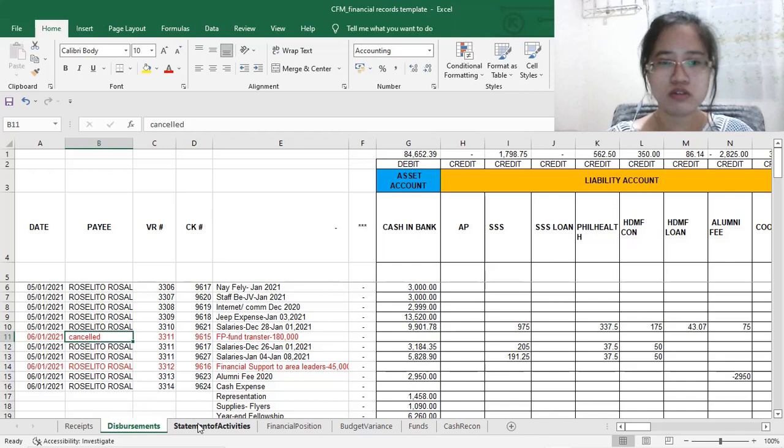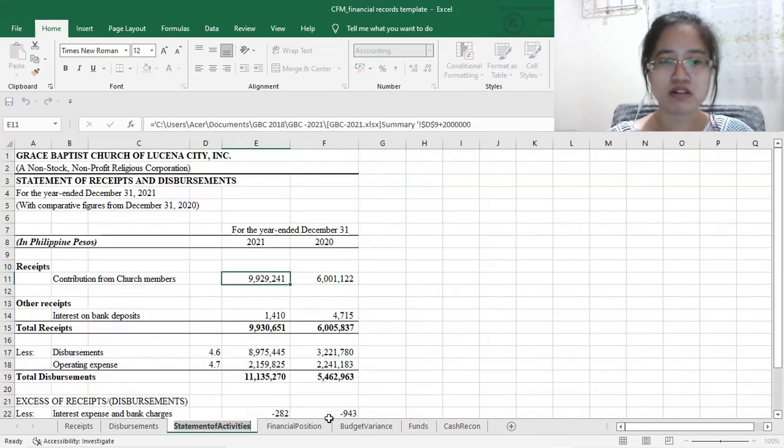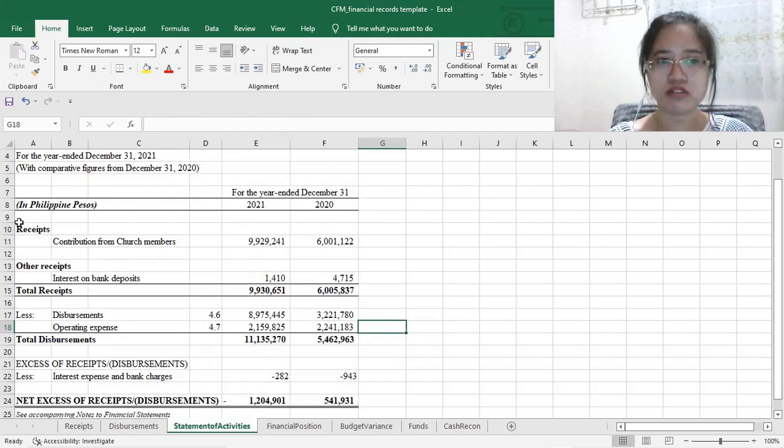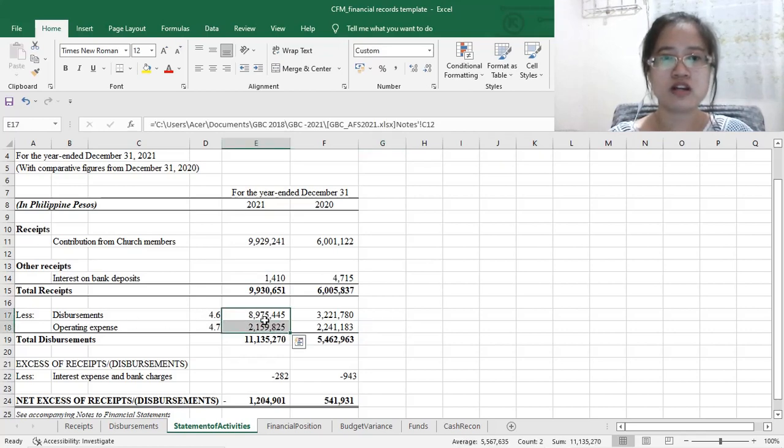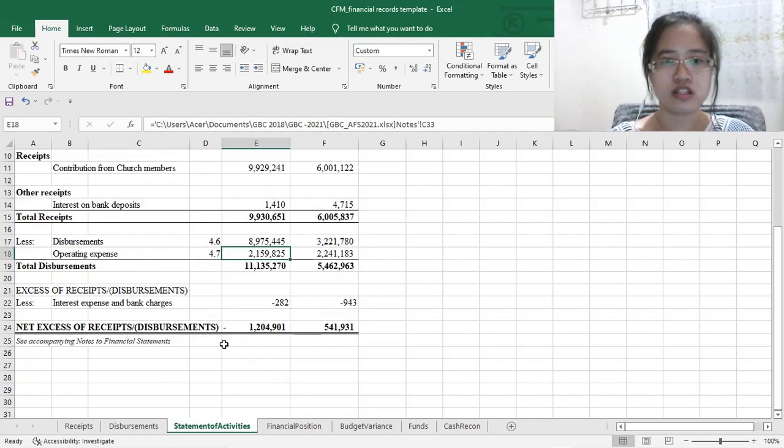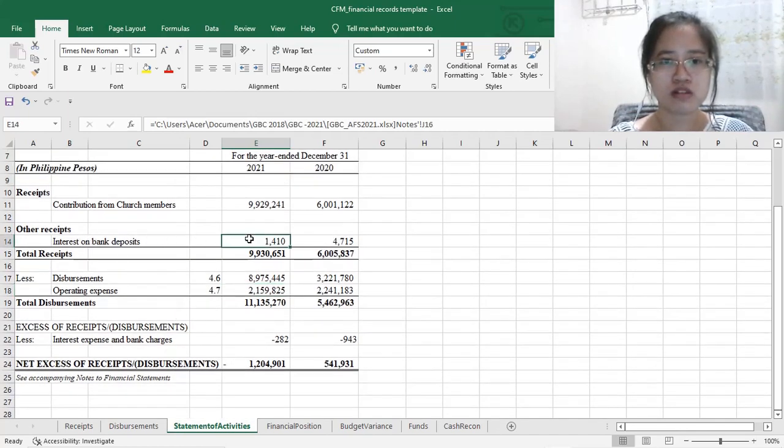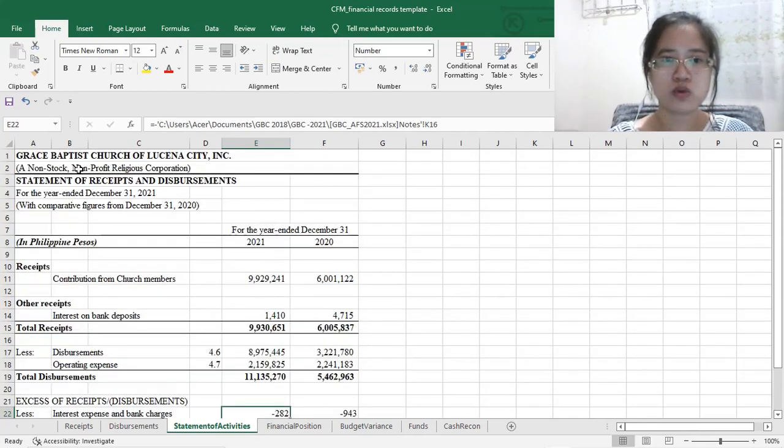Okay, the auditor would then prepare the statement of activities. Essentially, it's a summary of the receipts and then the disbursements. The disbursements would be, there are two types here. This one is from the funds, the building, the vehicle, and then the other one is the operating or from the general fund. Okay. Then you have your interest and bank deposits. You have the tax on the interest. Okay. Essentially, these are the information that appears on the statement of activities. Another term for it is a statement of receipts and disbursements.